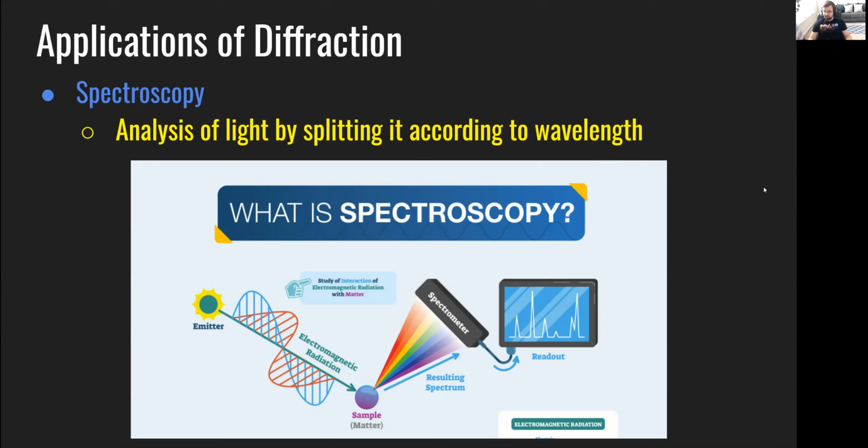So that is it for this week. Those are our highlights. Remember, mirrors reflect, lenses refract, and diffraction is the bending of a wave.